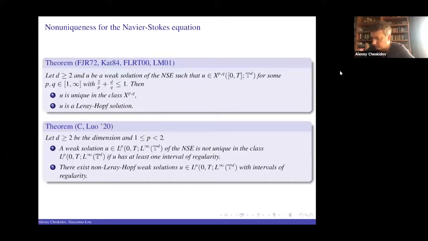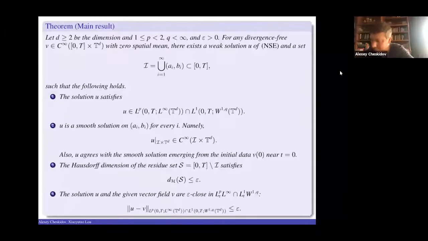Okay, so let me say a few words about the proof. So this is actually the main theorem, the main construction. The dimension again is larger than or equal to 2. So we take any p and q, and any positive epsilon. And v here is any smooth function. That's a starting point for the convex integration, we can always start with an arbitrary smooth function. And then we show that there exists a weak solution of the Navier-Stokes and a set I, which is a union of open intervals from a_i to b_i, such that the following holds.